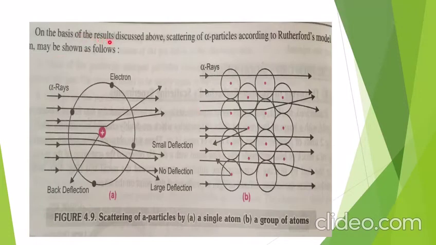On the basis of the results discussed above, scattering of alpha particles according to the Rutherford model is shown here. You can see the maximum particles are passing straight. Few are deflected by small and large angles. Small, large angle. And 1 out of every 12,000 was deflected back on the same path. Means the path on which it went, it came back on the same. That is known as rebound.